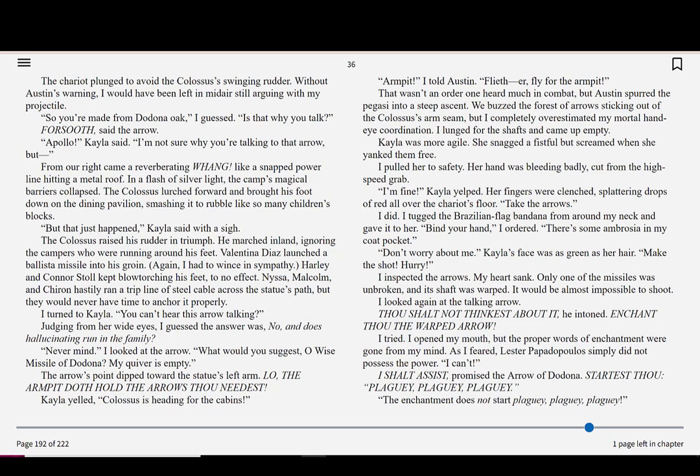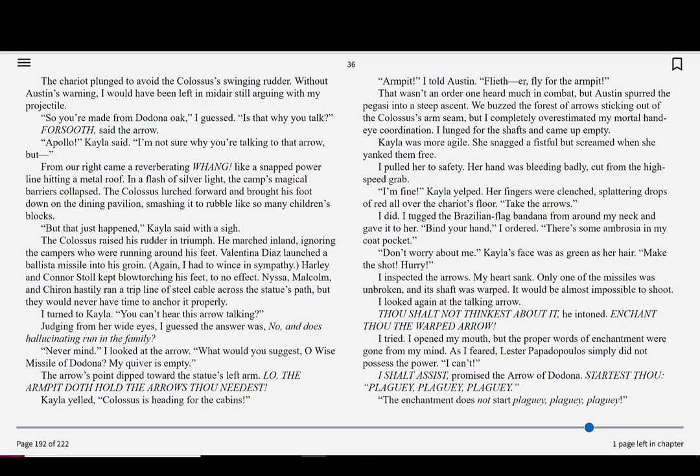I turned to Kayla. "You can't hear this arrow talking?" Judging from her wide eyes, I'm guessing the answer was no. And does hallucinating run in the family? Never mind. I looked at the arrow. "What would you suggest, O wise missile of Dodona?" "My quiver is empty." The arrow's point dipped toward the statue's left arm. "Lo, the armpit doth hold the arrows thou needest."